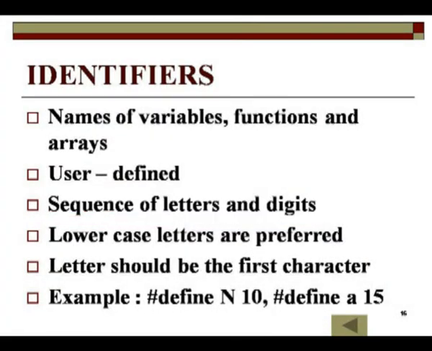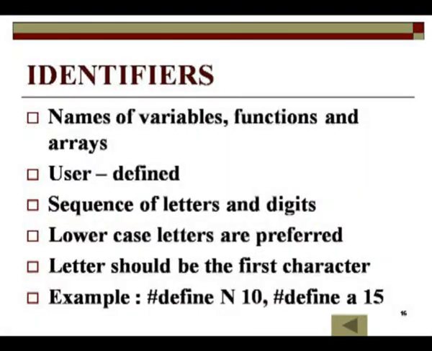So, we can have both letters as well as digits in a mixed form as an identifier. It is up to us, it is our choice. Mostly lowercase letters are preferred, and always a letter should be the first character. Like we can have A5L, we cannot have 5AL. Always the first character should be a letter. Later, it can be a sequence of letters or digits.